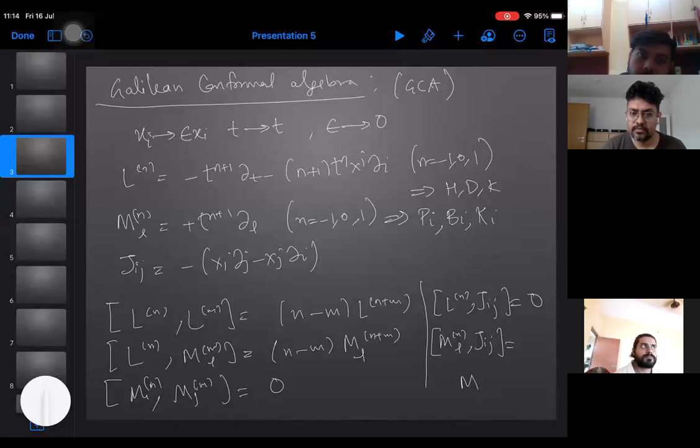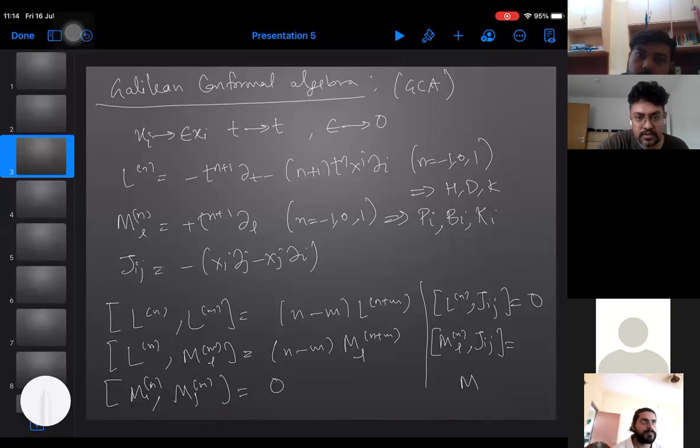Sorry. I just want to ask, I don't know if you mentioned this earlier, but can you point out the references for this part of your lectures? The references for BMS and the conformal to GCA or CCA.